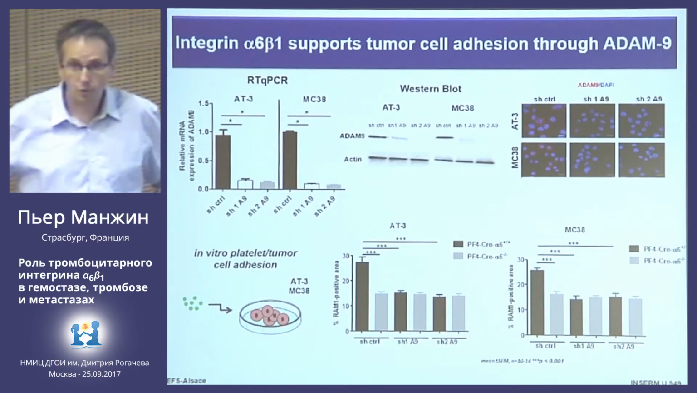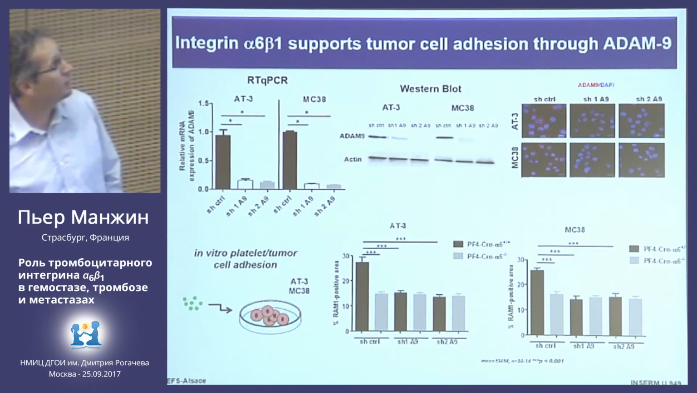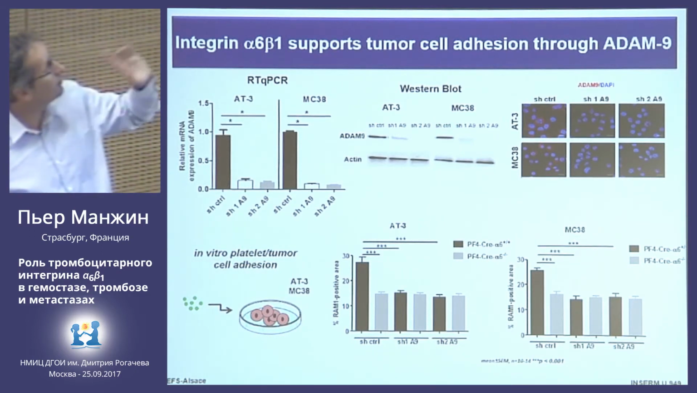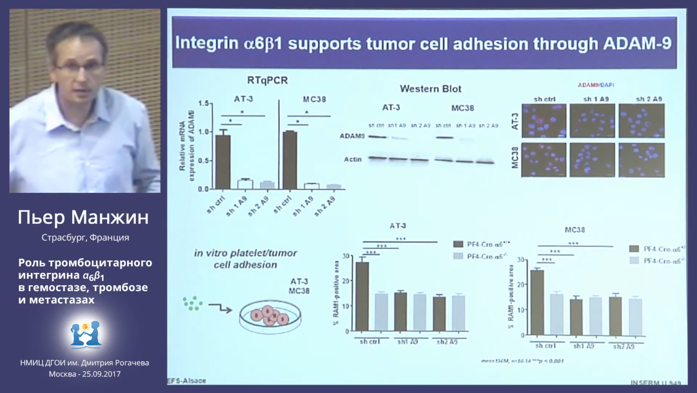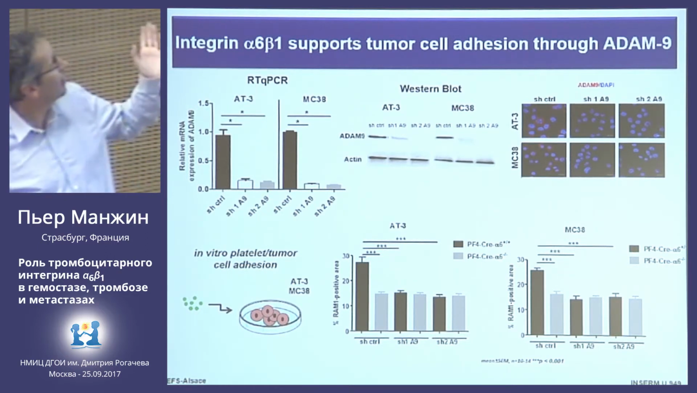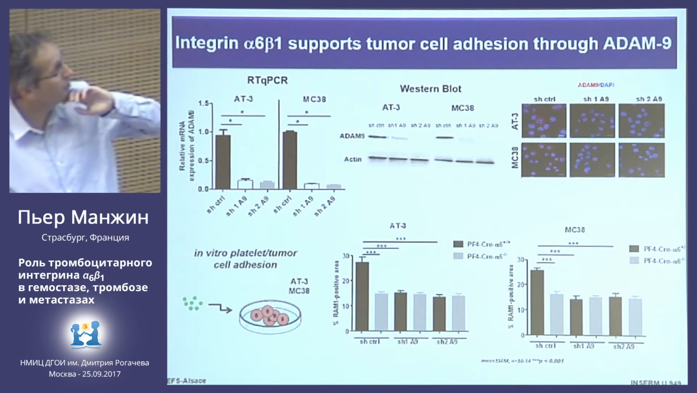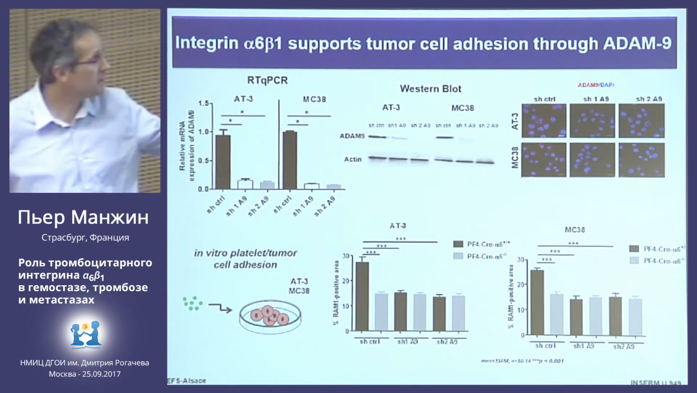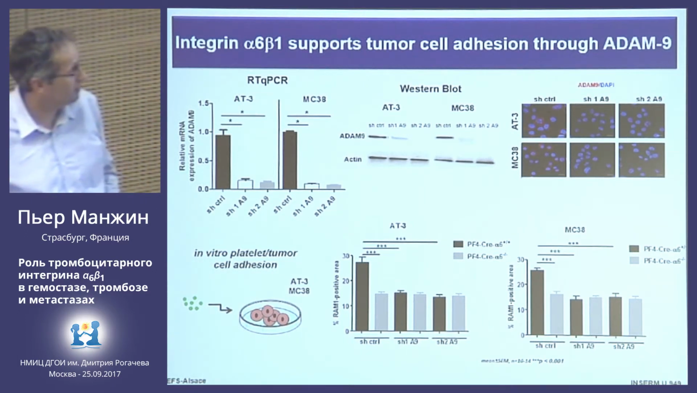So to evaluate the role of ADAM9, we first generated tumor cells that do not express ADAM9 anymore using an shRNA approach. And we generated two clones for two cell lines, the 83 breast cancer cells and the MC38 colon carcinoma cells. We checked that there was less expression by mRNA, but also at the protein level by Western blotting and immunofluorescence. And then these cells, we use them in the in vitro platelet tumor cell adhesion assay.